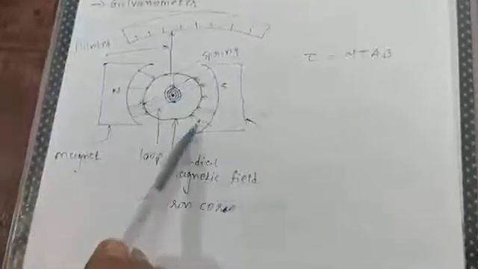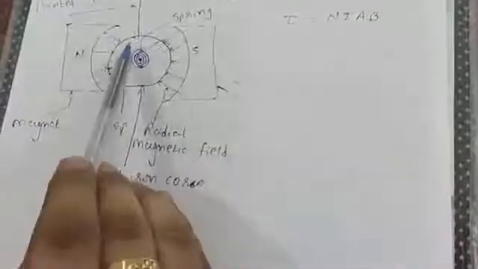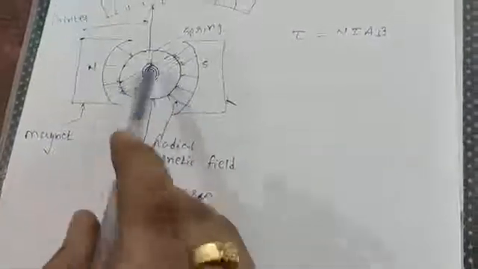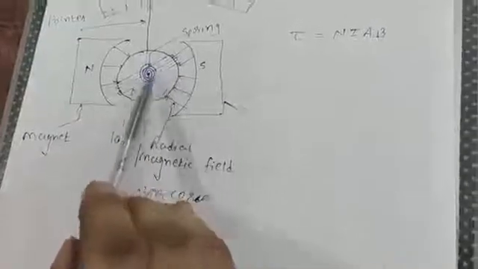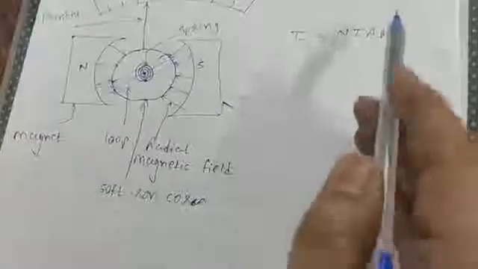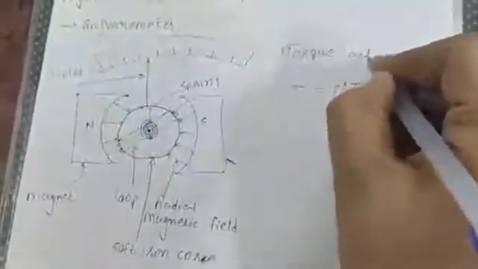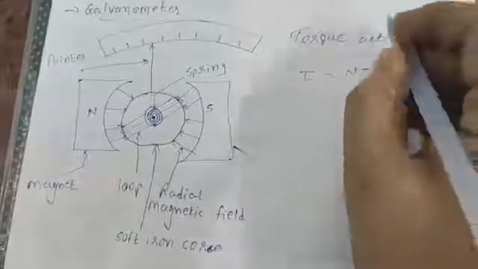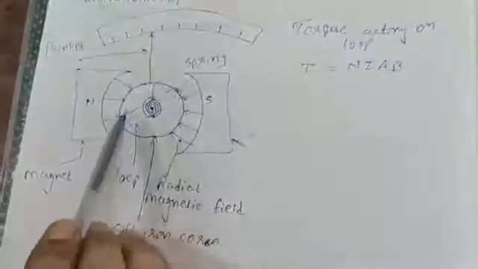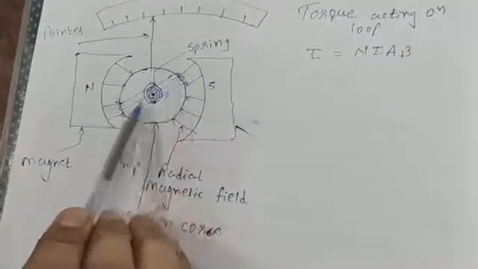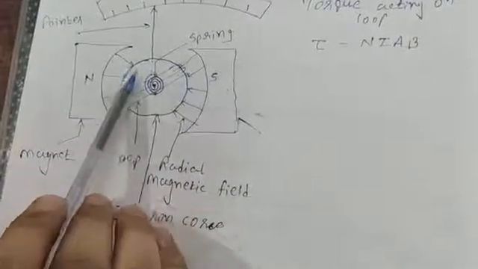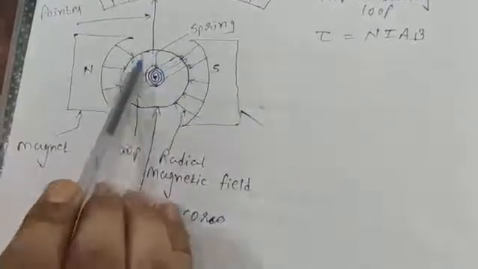But here the direction of area and the direction of B are perpendicular. The direction of the magnetic field is radial, so the area and magnetic field are perpendicular to each other. So the torque acting on this radial soft iron core, that is, on this loop, is given by tau equals NIAB. This is the torque acting on the loop. So on this loop some torque will act, and due to the torque this circular loop will rotate.